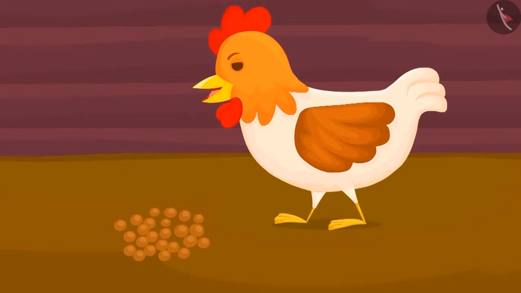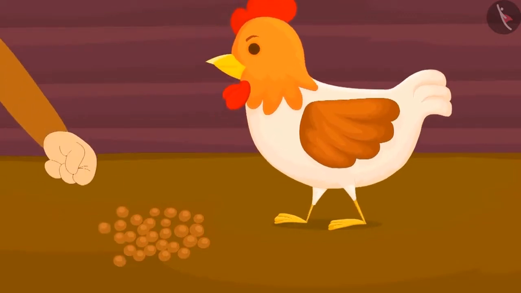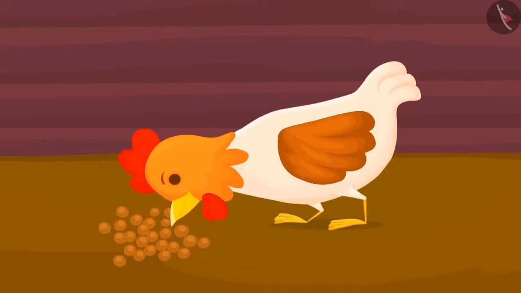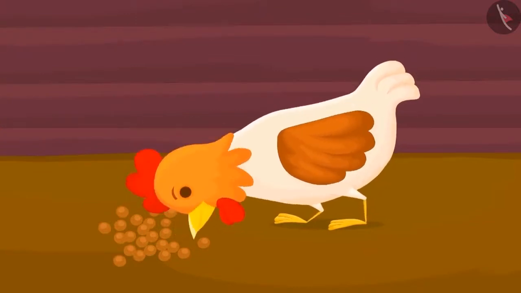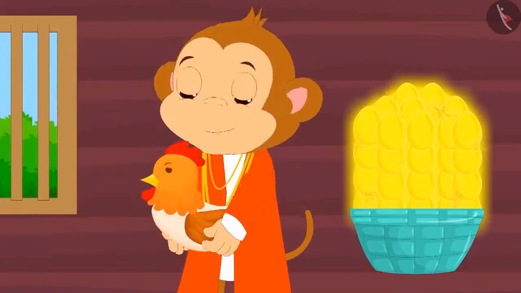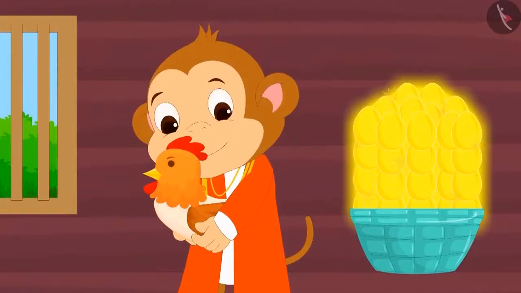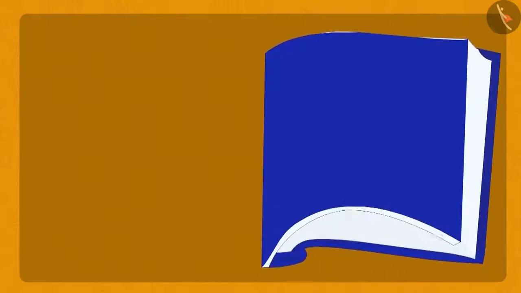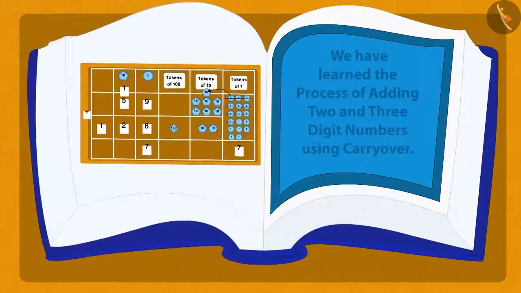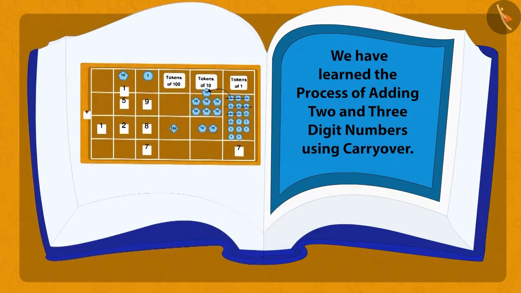Babban now started feeding his hen with fodder. And the hen kept giving him more golden eggs. After all, Babban became the richest man in the village. Children, in this lesson, we have learned the method of adding 2 and 3-digit numbers using the carryover method. In the next lesson, we will see some more interesting examples of this.